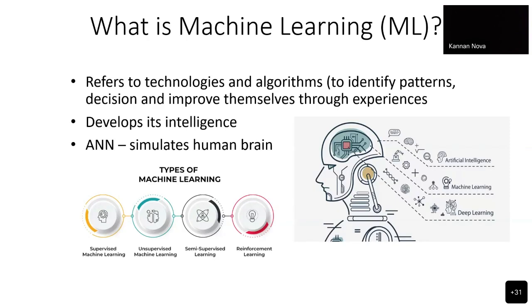This is ML. I think you know ML is machine learning. It has four types: supervised, unsupervised, semi-supervised, and reinforcement. Correct. So mostly ML is part of AI.